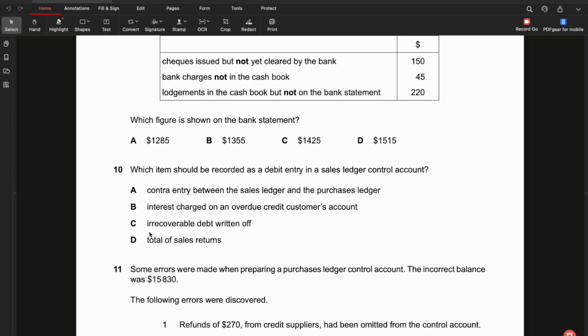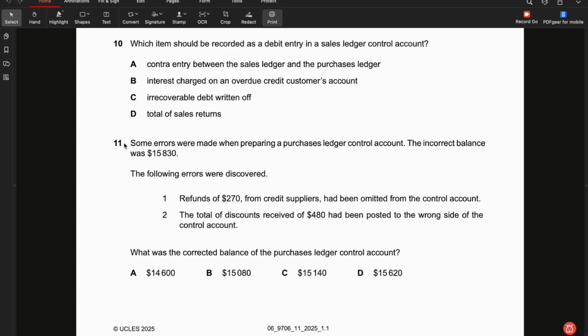Let's look at the other options as well. C, irrecoverable debt written off. Irrecoverable debt written off basically means that your customer won't be able to pay and you are writing off their amount. So basically decreasing the amount on the credit side. And the total sales return is also on the credit side. So only one entry, which is B. So the correct answer for 10 is B.